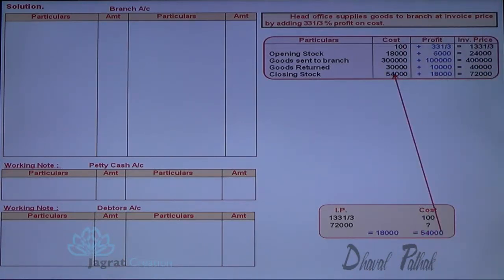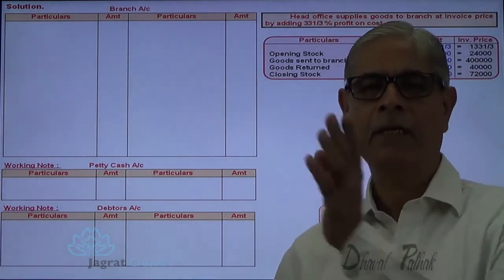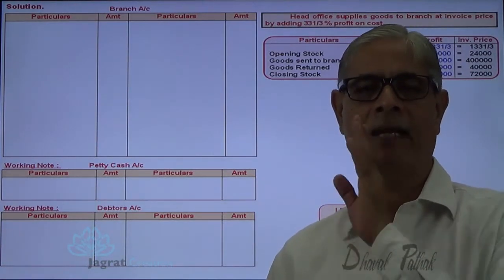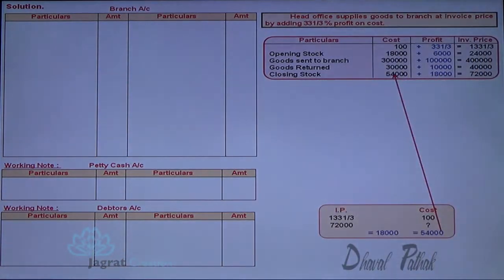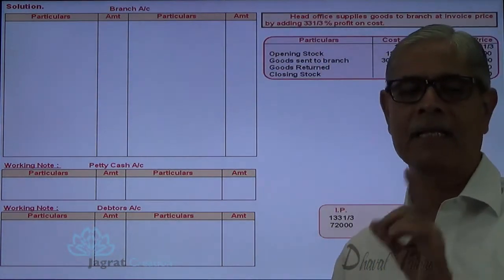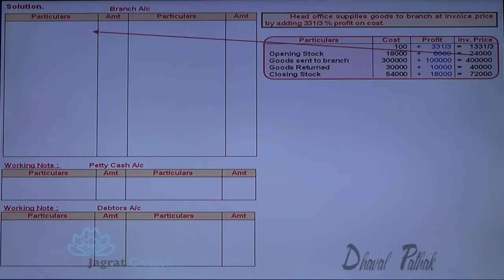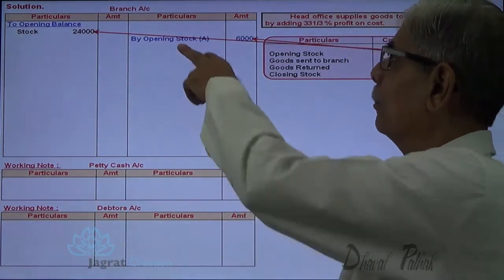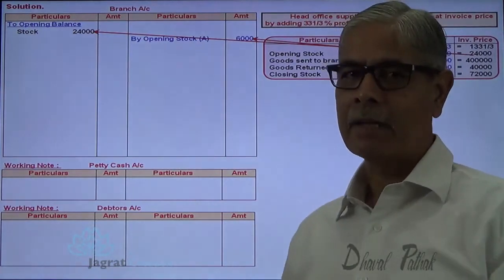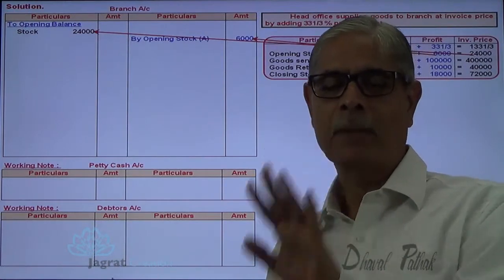Now this is how I have prepared a working note wherein invoice price is bifurcated into two elements, cost element and profit element. Now how these transactions are recorded in branch account. At the beginning of the year, stock is given to the branch account, debit to opening stock account. So opening stock is recorded at an invoice price. And the adjustment entry is recorded on the opposite side. So profit element is credited, invoice price is debited, 24,000 minus 6,000, 18,000. So stock gets debited to branch account at cost.